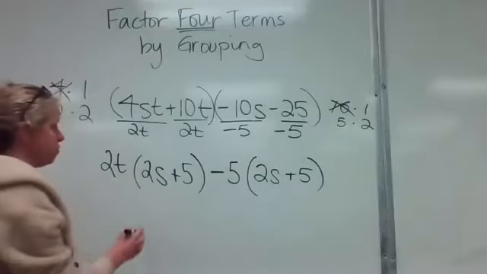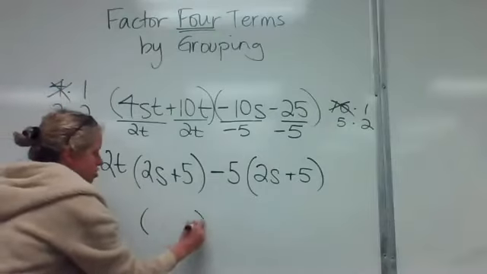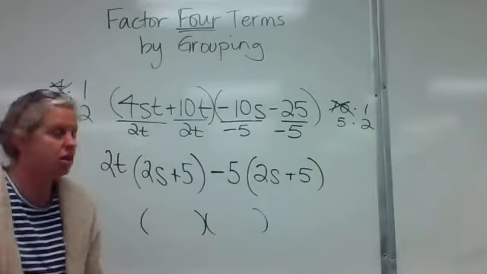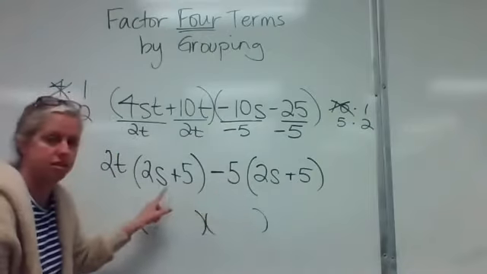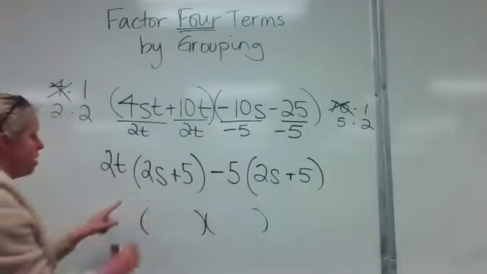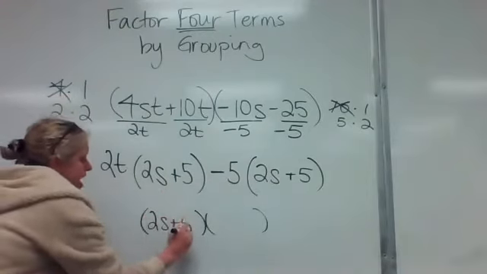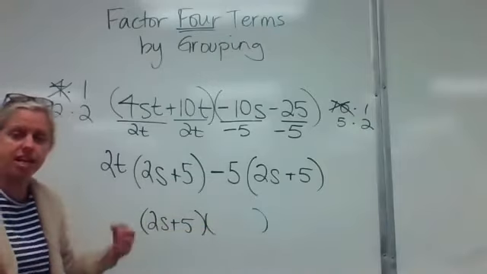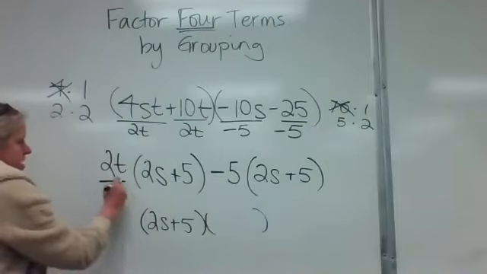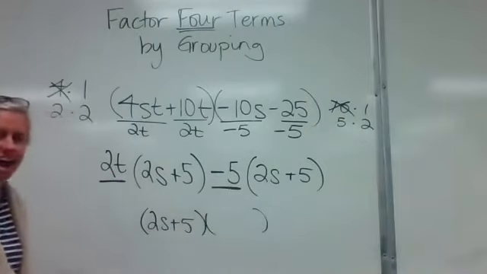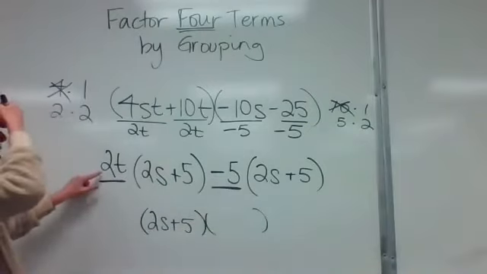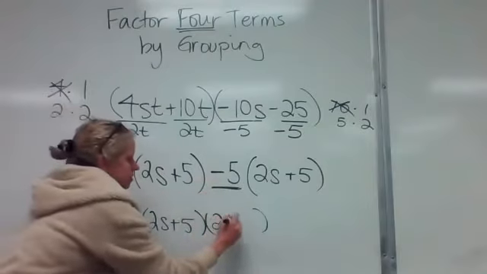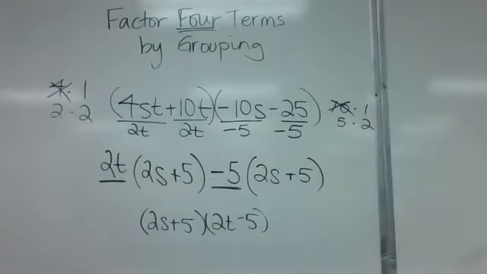You're going to have 2. Once you do this, you can kind of take that shortcut and say, okay, I'm going to have 2 parenthesis factors. What's in common is going to be one of them. So 2s plus 5. The other parenthesis comes from where? This and that. So what's the other parenthesis going to be? 2t minus 5. And you're done.